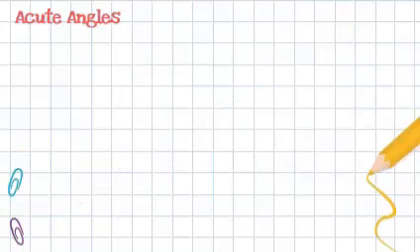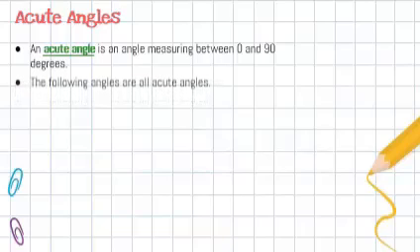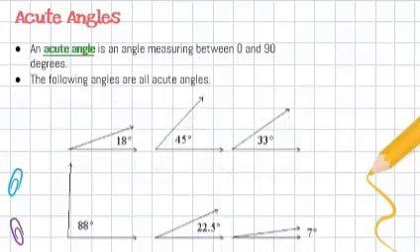I'm going to start with the first type, which is the acute angle. An acute angle is any angle that measures between 0 and 90 degrees. The following angles that you are going to see now are acute angles. So this is 18, 45, 33, 88, 22.5, 7 degrees. All of these are acute angles because they measure any number between 0 and 90 degrees.